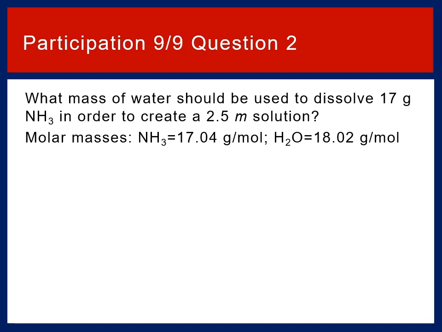Participation 9.9, question 2. What mass of water should be used to dissolve 17 grams NH3 in order to create a 2.5 molal solution? Helpful molar masses: NH3 is 17.04 grams per mole, and H2O is 18.02 grams per mole. This is the second question on participation 9-9 due Tuesday, September 9th at 11:59 p.m. over on Blackboard. Link to the assignment is right below the links to these videos. Again, what mass of water should be used to dissolve 17 grams of NH3 in order to create a 2.5 molal solution? And I'm giving you molar masses there.